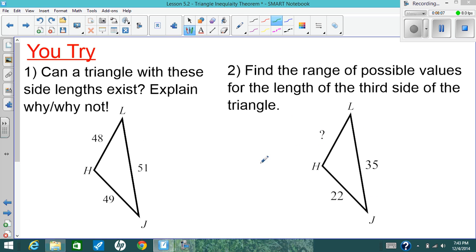So go ahead and try these two problems, and we will discuss them in class.